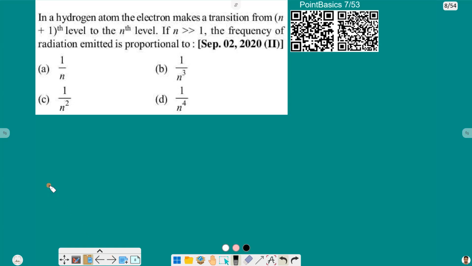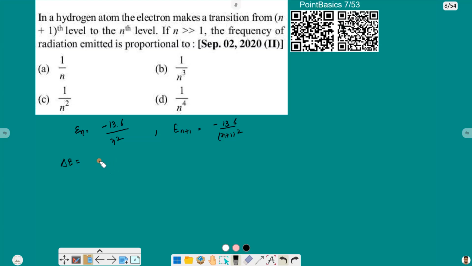In the hydrogen atom, an electron makes a transition from the n plus 1th level to the nth level. If n is very large, n is greater than 1, what is the frequency of the radiation emitted? So for that, what we can do? We know that the energy of the nth level will be equal to minus 13.6 by n square, and the energy of the n plus 1th level will be minus 13.6 by n plus 1 square. So the energy difference between these two levels, for which there will be a radiation emission, will be equal to delta E.